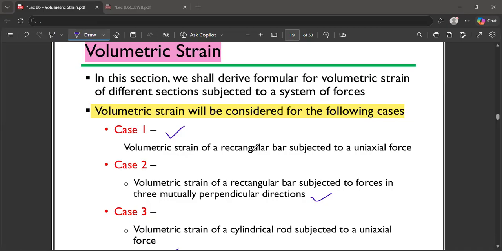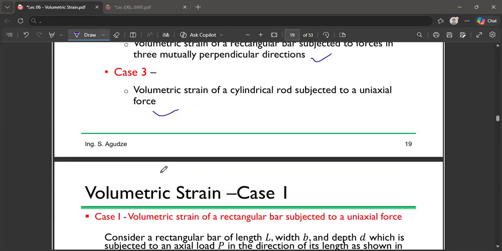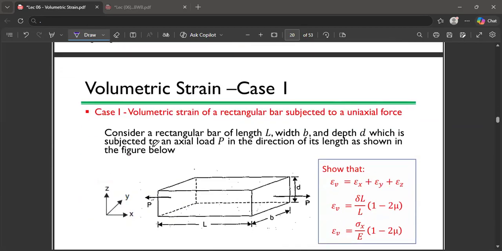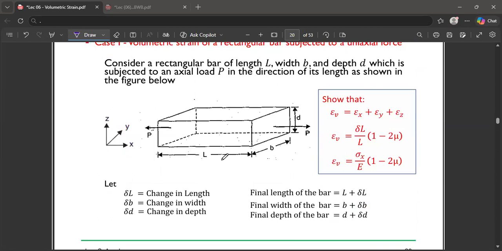The volumetric strain of a rectangular bar subjected to uniaxial forces. Also, for case 2, we are going to look at the volumetric strain of a rectangular bar subjected to forces in 3 mutually perpendicular directions. And for case 3, we're going to look at the volumetric strain of a cylindrical rod subjected to a uniaxial force. Good. Let's look at case 1. Then later we're going to look at case 2. We're also going to look at case 3.